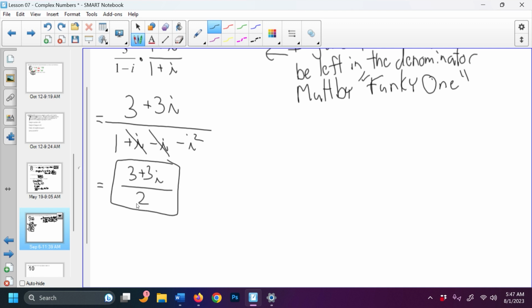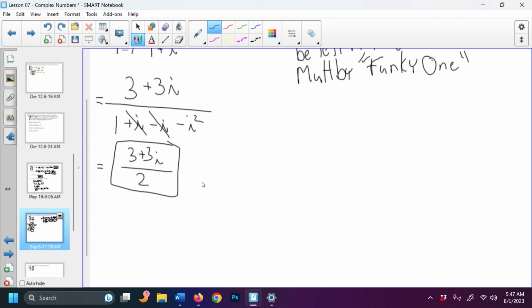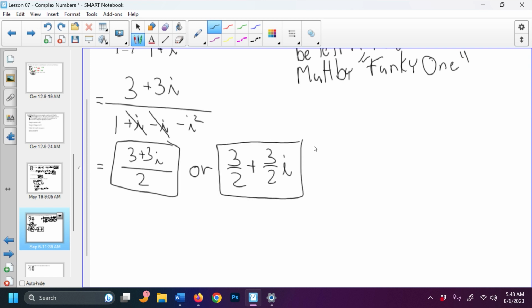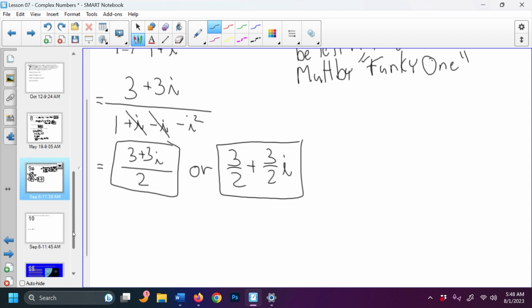Now, this is appropriate. If you would like to see it in the standard form, we can rewrite it as 3 over 2 plus 3 over 2 i. Either solution will be fine for me.